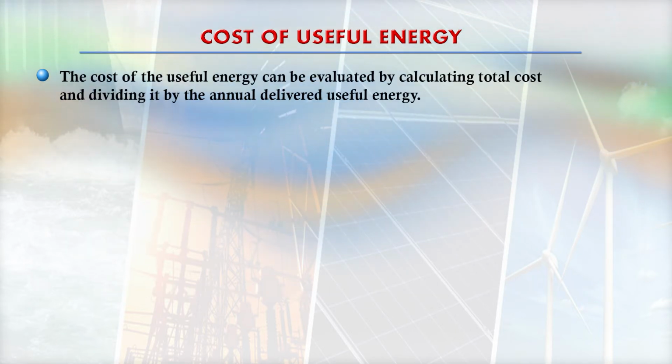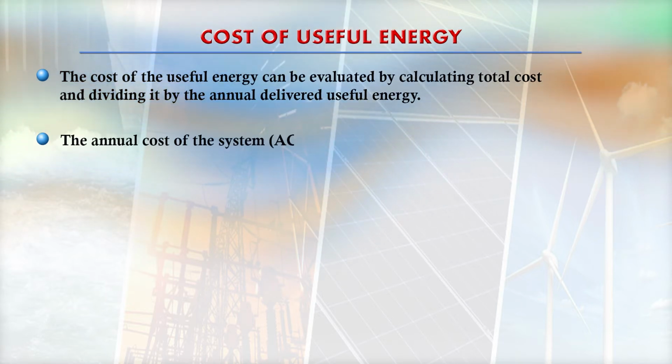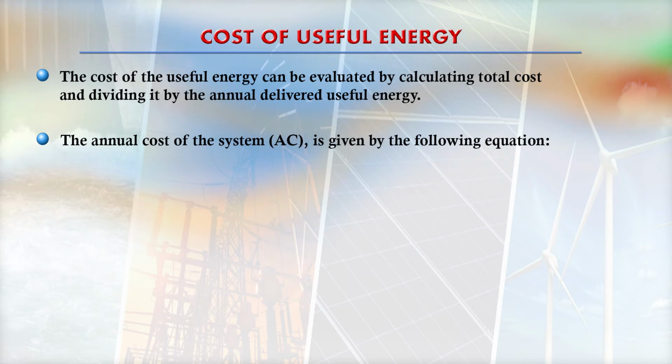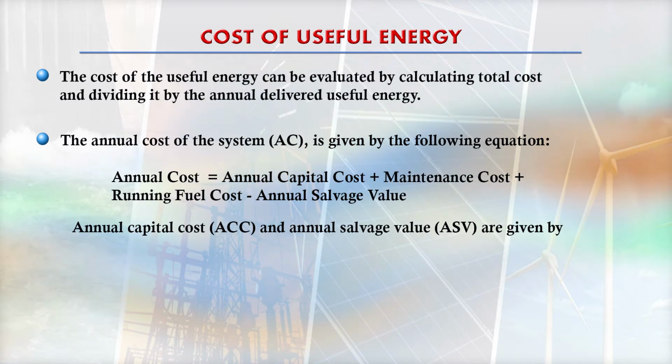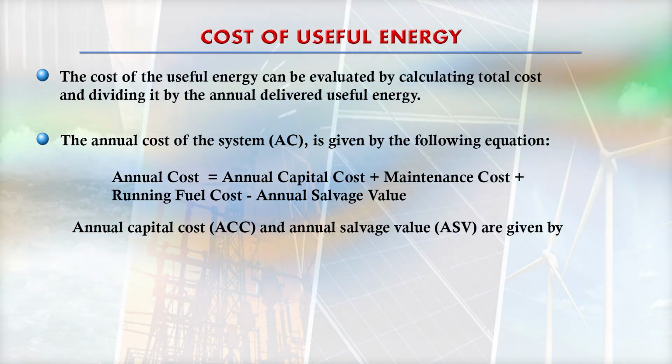The cost of useful energy can be evaluated by calculating the total annual cost and dividing it by the annual delivered useful energy. First, the annual cost of the system can be calculated by the following formula. The annual cost equals the annual capital cost, that is ACC, plus maintenance cost MC and running fuel cost FC, minus annual salvage value ASV.